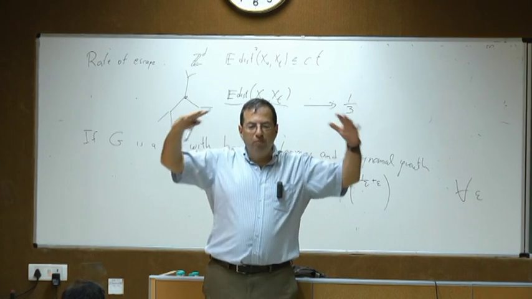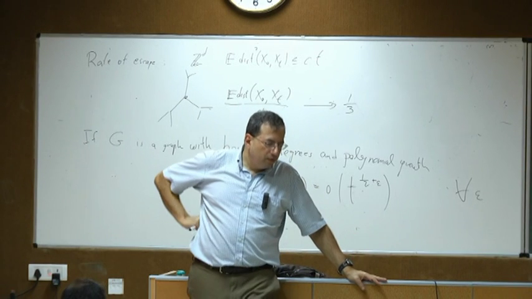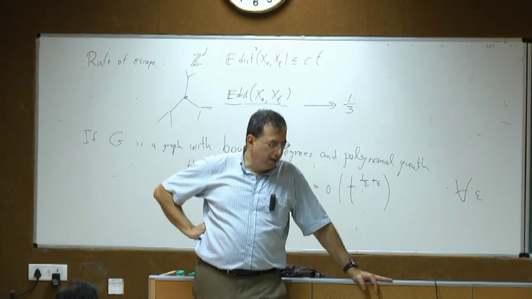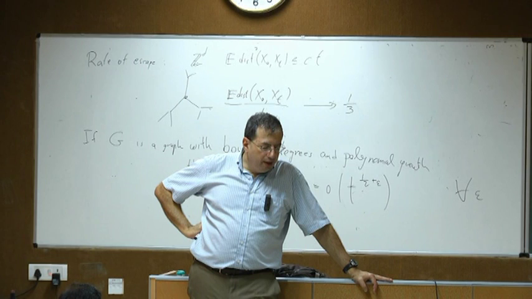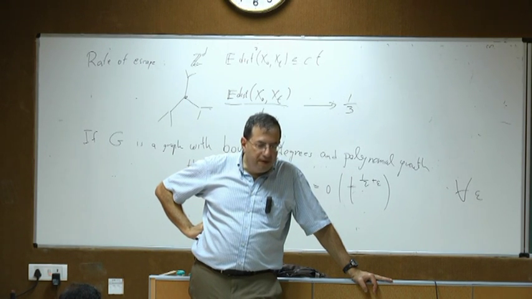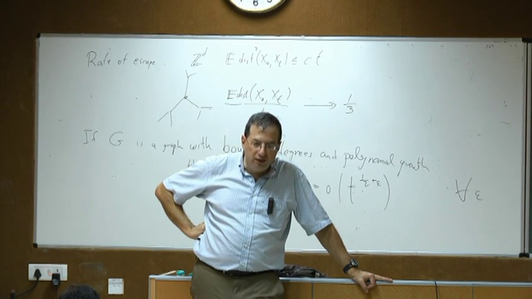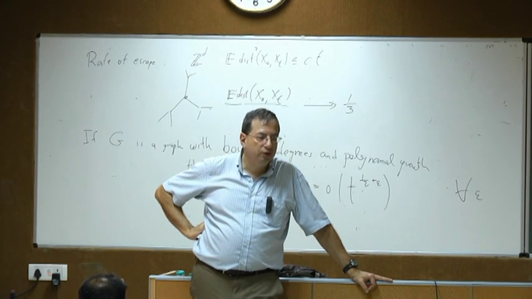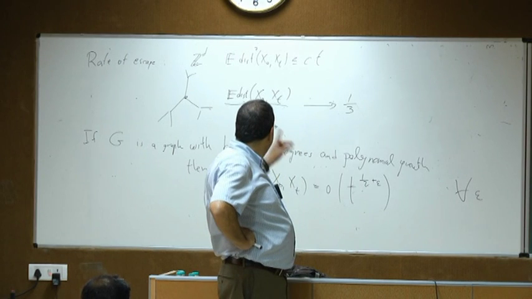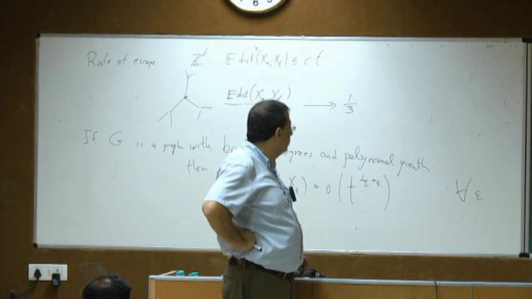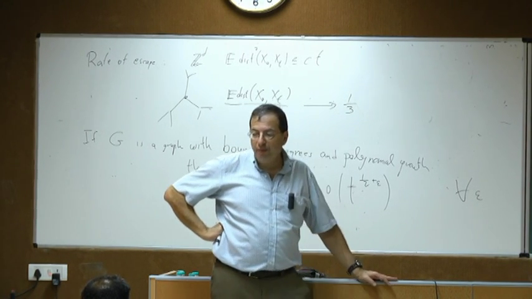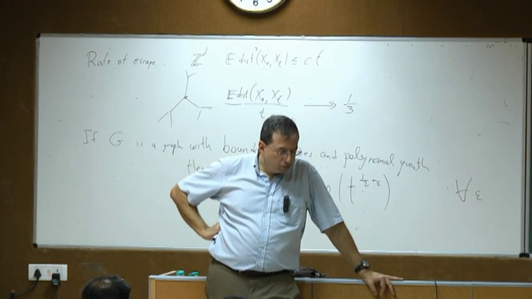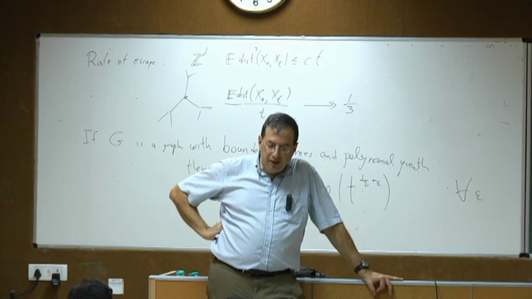Then this ball will be like a diamond, but it's easy to see that the order of magnitude of its size will be r to the d in Z^d. So that's an example of polynomial growth. On the other hand, if I look at the ball in this tree example, then the size of the ball is exponential.